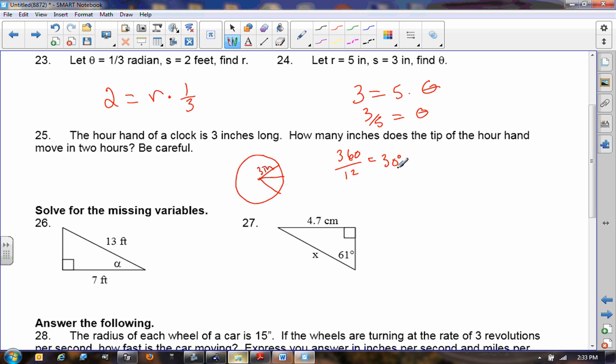All right, so you got to convert that to radians. So the arc that it marks out is S equals 2 hours, 3 inches long. 2 hours is 60 degrees. Convert that, pi over 180.